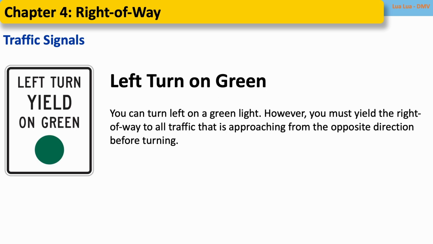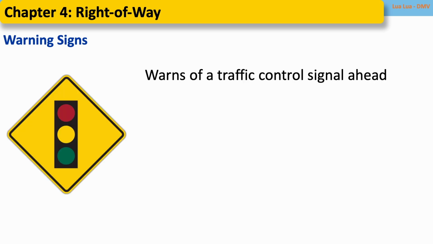Left turn on green. You can turn left on a green light. However, you must yield the right-of-way to all traffic that is approaching from the opposite direction before turning. Warns of a traffic control signal ahead.